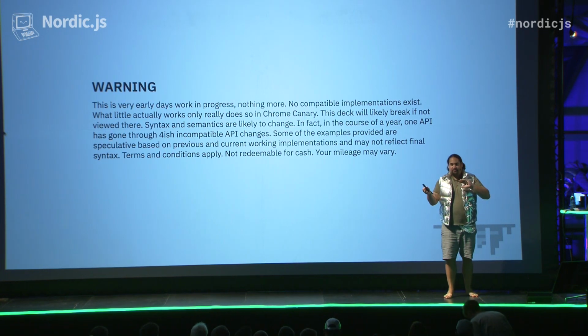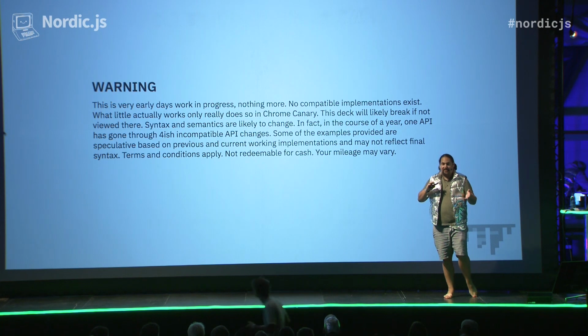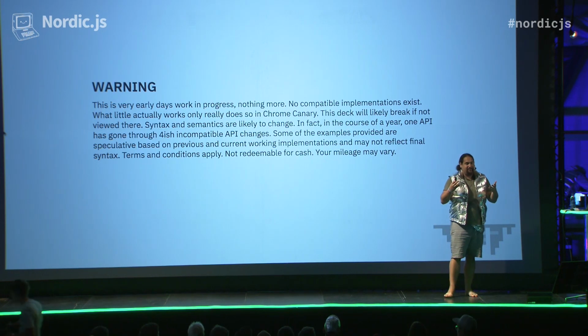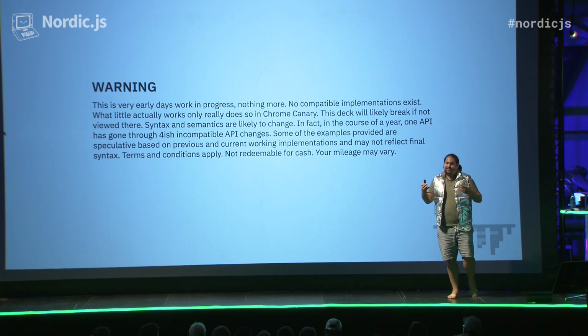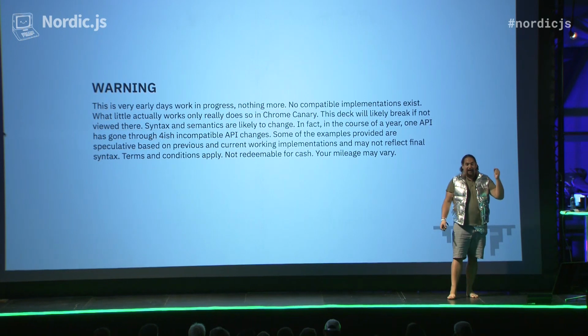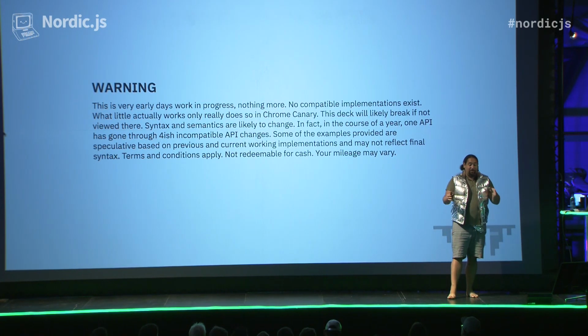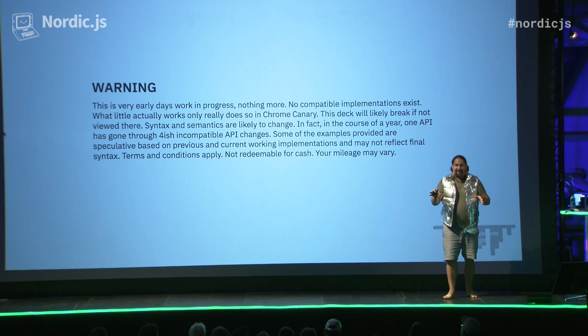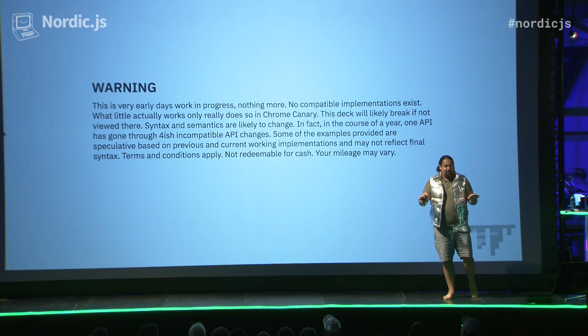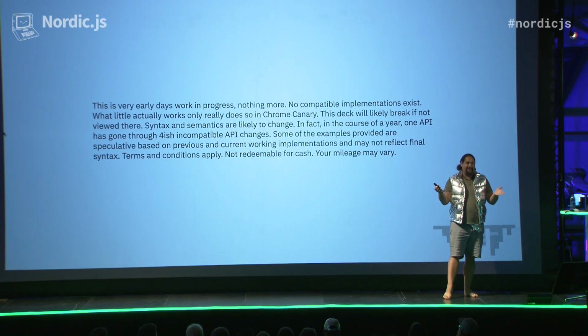I've been following this and giving talks on this for about a year, and all of my talks have had API incompatible changes every single time I give them. There is going to be an API incompatible change happening sometime this week to one of the APIs. So terms and conditions apply, your mileage may vary, not redeemable for cash. You've been warned that some of this is a little unstable. But it's cool, so we're going to talk about it anyway.